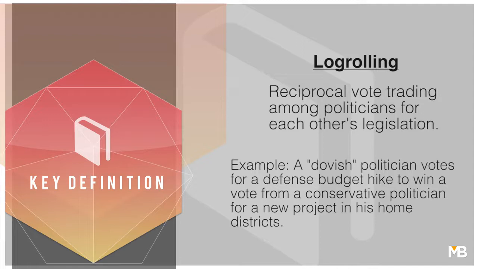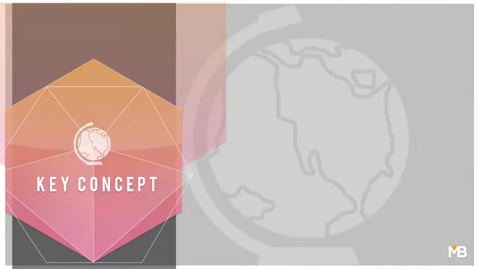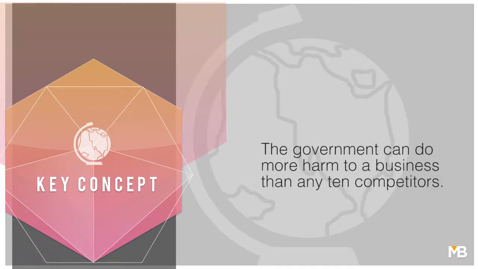The broader point of delving into this public choice area is to reinforce one of the broad themes of this course. Here, as I have said before, and it is well worth repeating, when you are in business, the laws, regulations, rules, and taxes of government can often do more harm to your business than any 10 competitors. And that's why it is particularly important to understand government policy from an economics and public choice point of view.